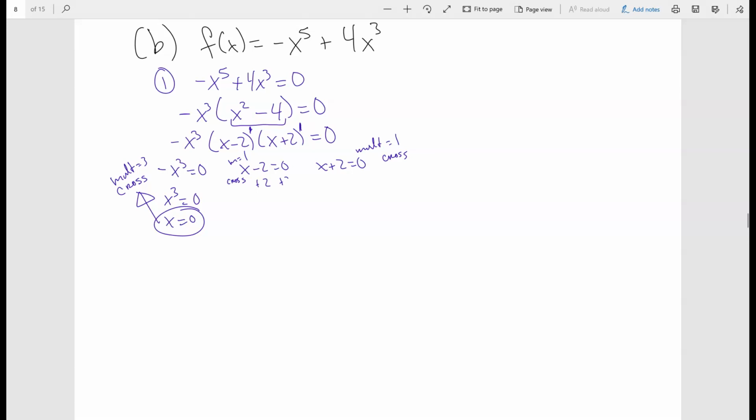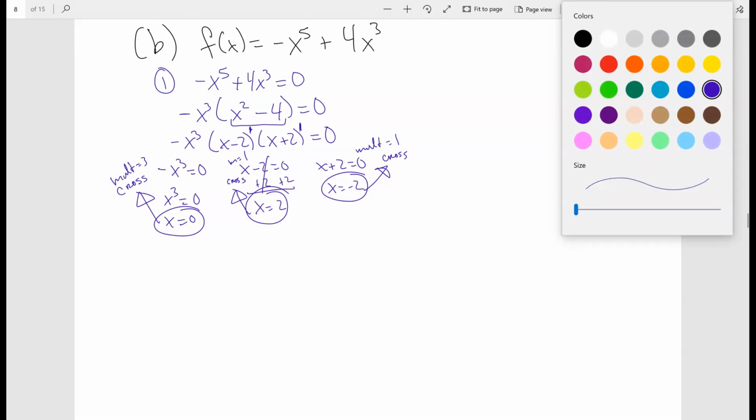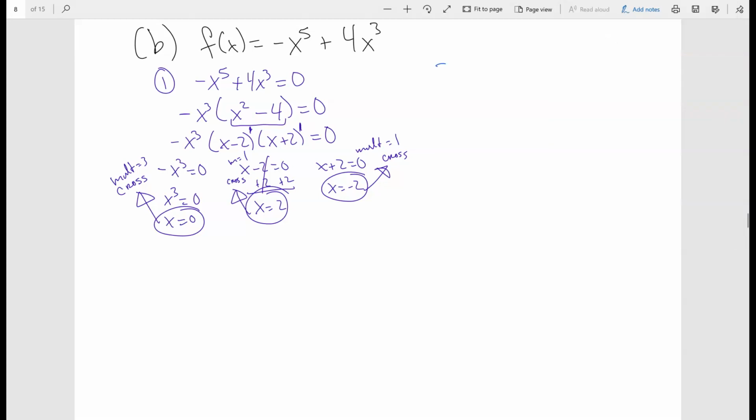I'm going to add the 2 over here. X equals 2. This guy is also going to cross. X equals negative 2 here. This guy also is going to cross. Okay, so all of them cross. None of them are going to bounce. All right, so then the next step, let's find the end behavior and number of turns.